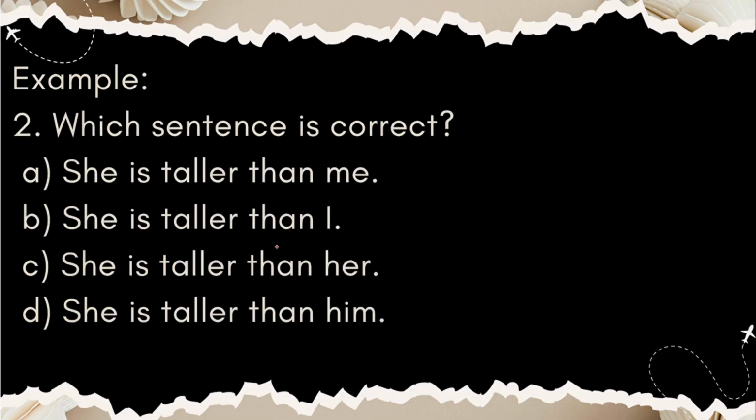Let's see the second example. Which sentence is correct? She is taller than me. She is taller than I. She is taller than her. She is taller than him. What do you think is the right answer?